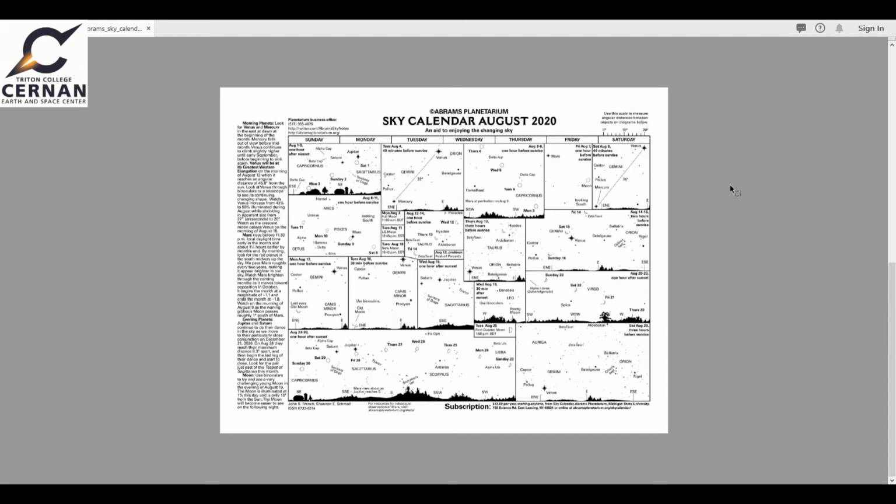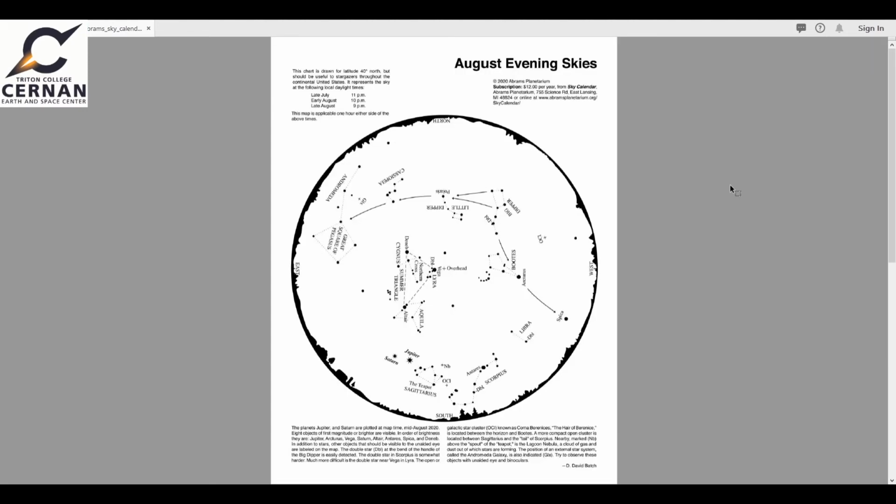It will show you what to look for in the sky and tell you what time and direction to look for to find it. But let's focus on the sky chart and find out how to orient ourselves to use it effectively. If you look up here in the top left, you'll see that it has some times that it will work best for. 10 p.m. in early August, 9 p.m. in late August, and that's about 2 hours after the sun sets. That's the best time to go out and look at the sky.